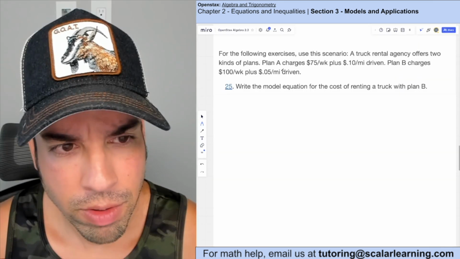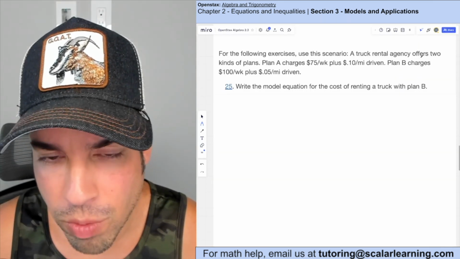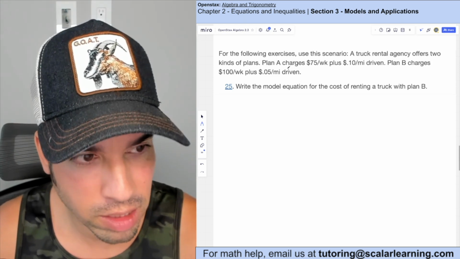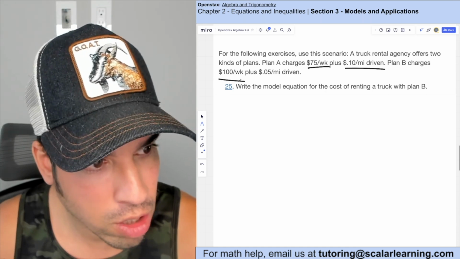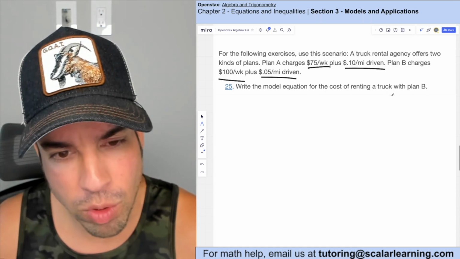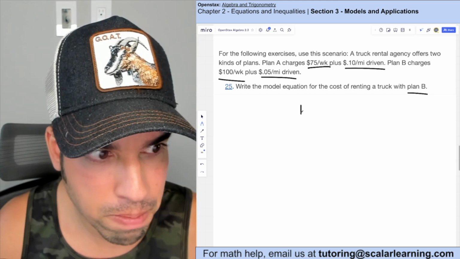Done. For the following exercises, use this scenario. A truck rental agency offers two kinds of plans. Plan A charges $75 per week plus 10 cents. Plan B charges $100 per week plus 5 cents. So write the model equation for renting with Plan B.